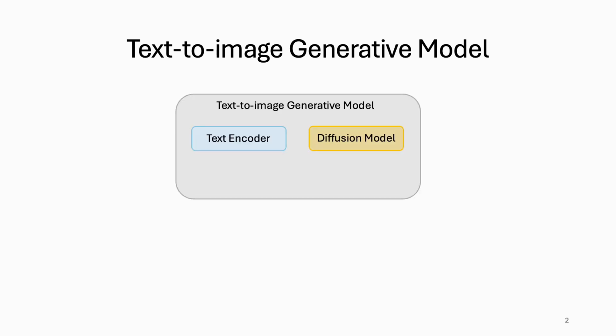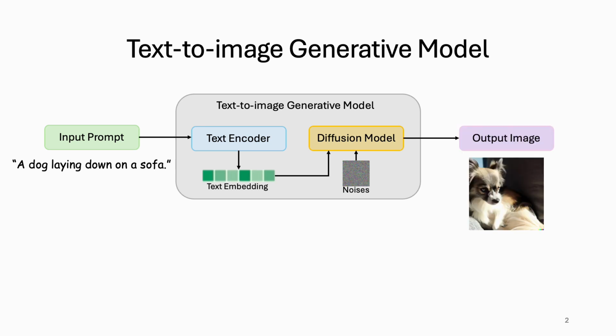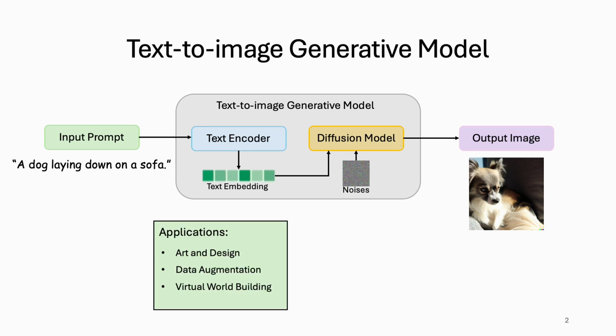There are two main parts in a text-to-image generative model: the text encoder and the diffusion model. The text encoder takes a prompt as an input and outputs the text embedding as an intermediate result, and this text embedding is combined with the noise as an input to the diffusion model. And finally, we will get the output image. Here, the visual semantic of this image is guided by the input prompt, which is a dog laying down on the sofa.